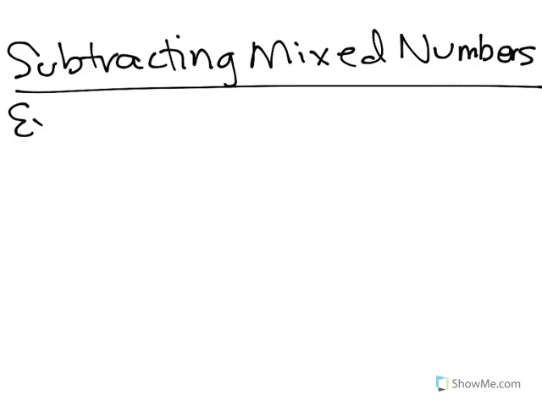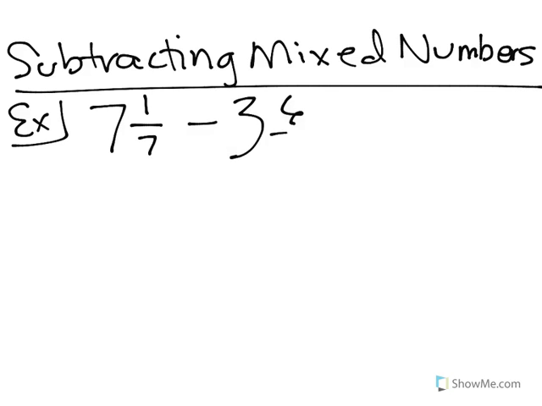So our example that we are going to do is 7 and 1/7 minus 3 and 6/14. And that's going to be our example. The first step is to find the least common denominator, and we use the process of least common multiple.